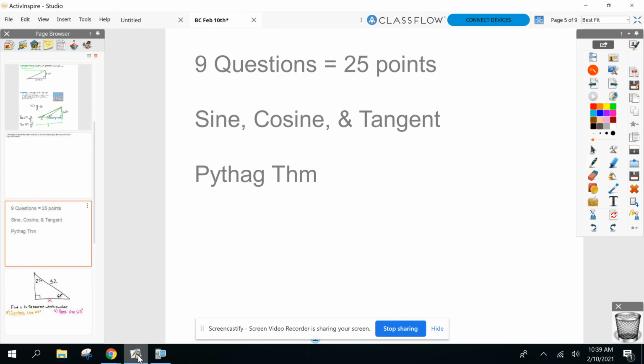And again, I put Pythagorean theorem down because, hey, we are dealing with right triangles, so Pythag's always an option. You just won't see Hills and Sass. You won't see 30, 60, 90 or 45, 45, 90 triangles. So most of it is sine, cosine, tangent. You may have to deal with a little Pythag, but that's it for tomorrow.